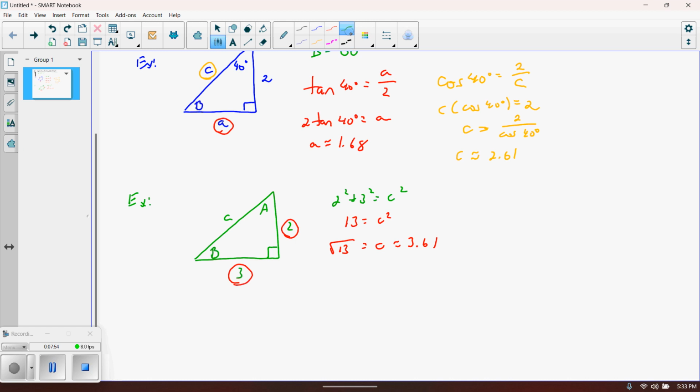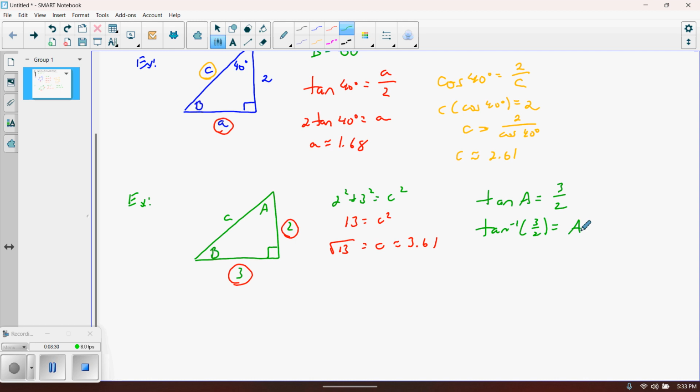So if I want to find angle A, well, angle A, 3 would be the opposite, 2 would be the adjacent. So I can say that the tangent of angle A is going to be the opposite 3 over the adjacent 2. Now, how do I solve that for A? Well, I have to take the inverse tangent on both sides, which will then give me the inverse tangent of 3/2 equals A. I switched the sides, by the way, on that equation.